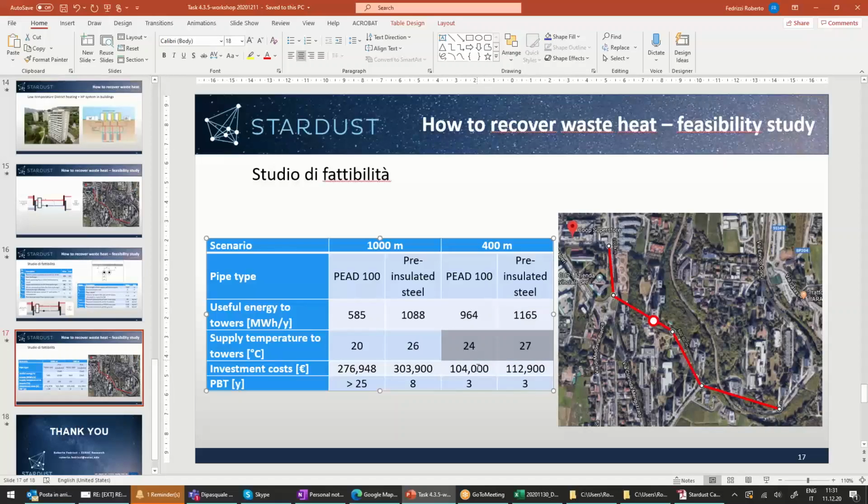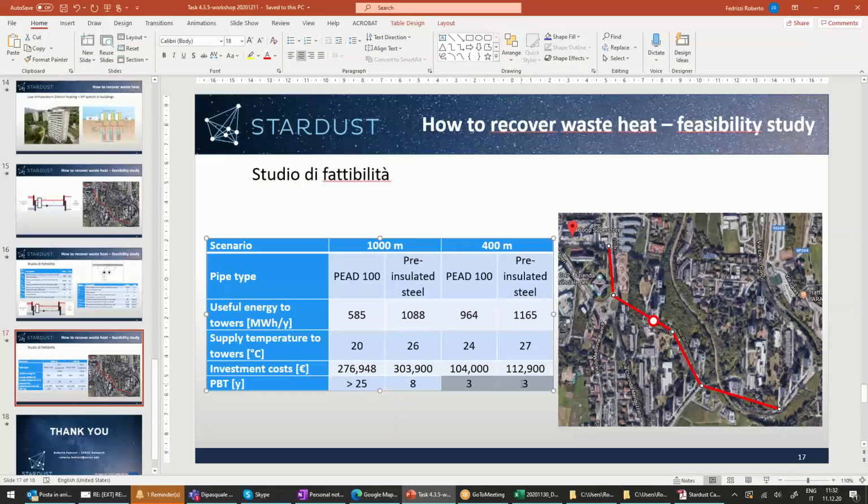A little lower temperature is made available, but in this case the return on the investment is in the range of 3 years. So again, a return on the investment which is interesting, probably also for private investors and not only public ones. Okay.